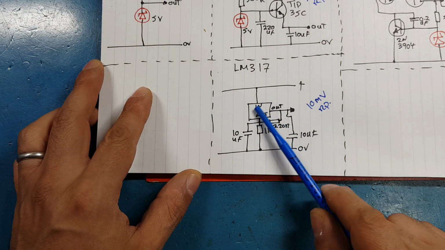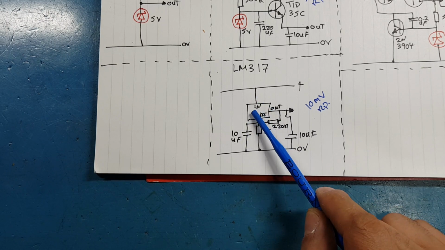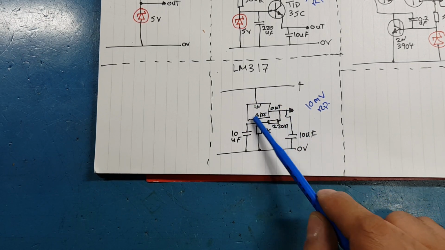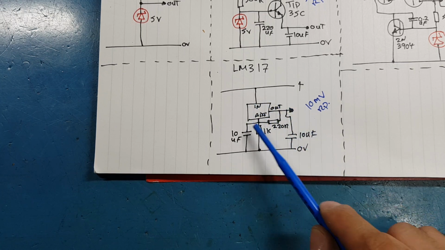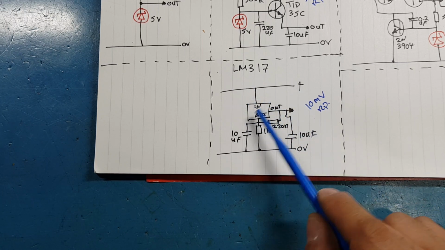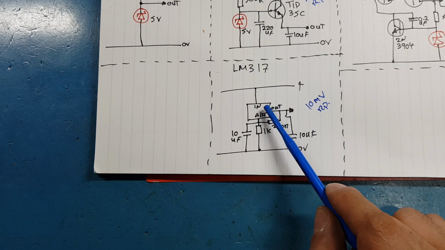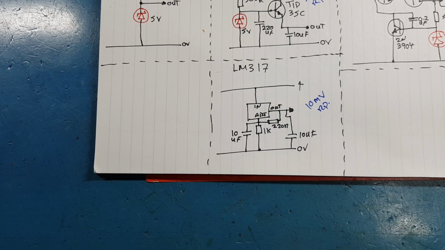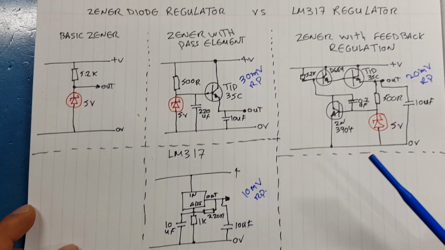Same goes for LM317. You can put the pass element in parallel with this, and the LM317 will do whatever it does, and it will regulate those pass transistors, and you will see that you can increase the current capabilities of your LM317 into many amps by using pass transistors at the end.